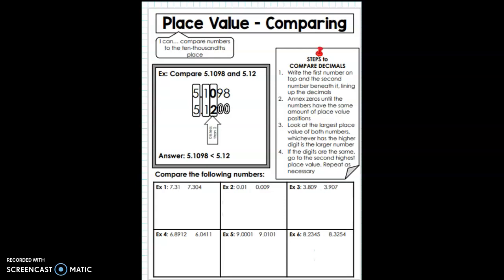Pause the video, try the examples on your own, and then come back to the video and compare your work to the examples.